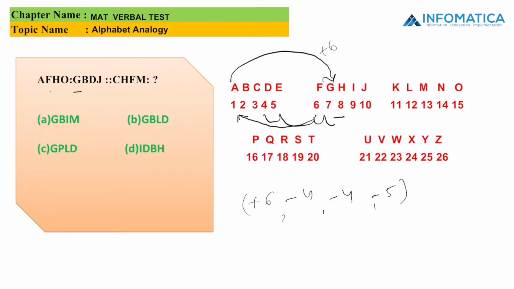C will be related to what? From C, if I go 6 steps ahead, I'll be reaching 1, 2, 3, 4, 5 and 6, which is I. If I add 6 plus 3, I'm getting the number 9, which is nothing but the position of I. So if you look closely, I'm just having one option, which is IDBH. You can verify this and check the answer. So the answer to this question is IDBH.